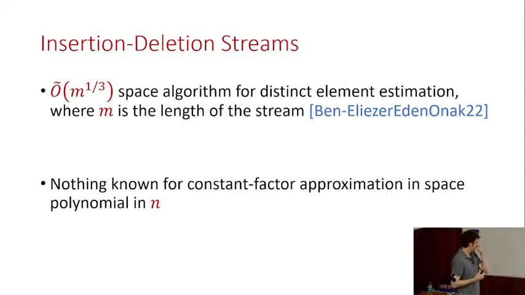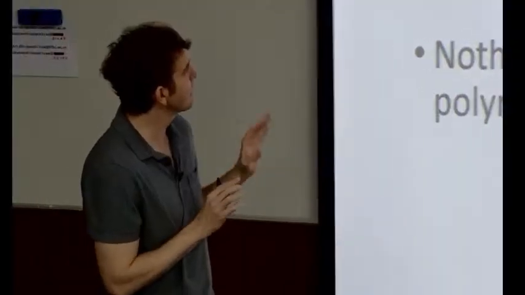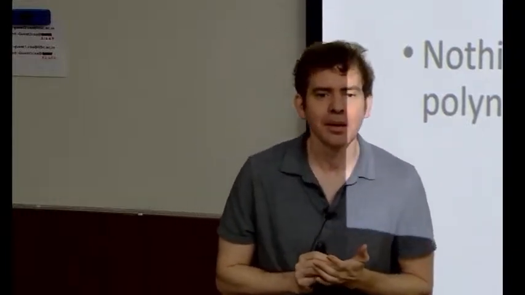So nothing is known for constant factor approximation in space that is polynomial in the universe size, much less polylogarithmic in the universe size. Everything so far is 1 pass, right? Yeah, so this is all for 1 pass. It's a good question, exactly what multiple passes means in the adversarially robust setting.